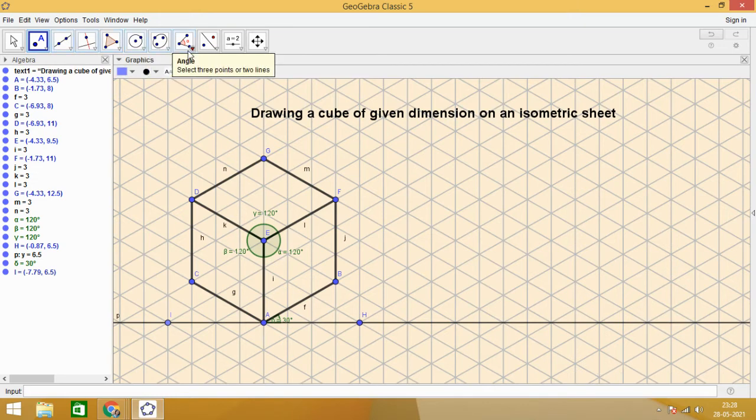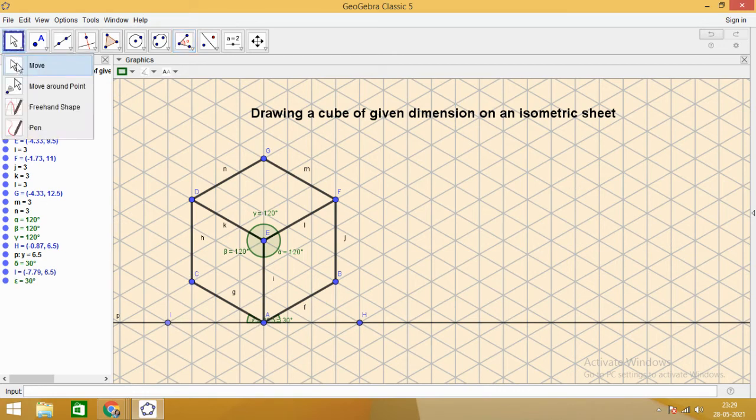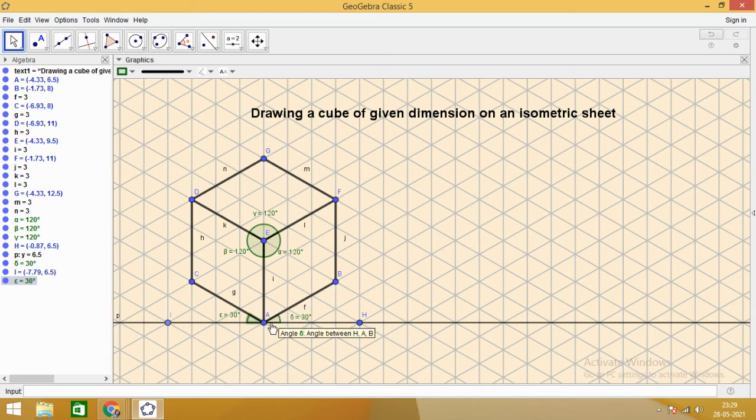So this angle, let us take the angle measure tool. This angle IA, okay, I have to change the direction. So let me again choose the angle tool. This angle CAI is again 30 degrees. So on the isometric sheet, you will find that this angle is 30 degrees. If we draw a horizontal line, then the edges which are coming up here, they are at an angle of 30 degrees from this horizontal line. Okay, so this is the basic idea of isometric sketches.